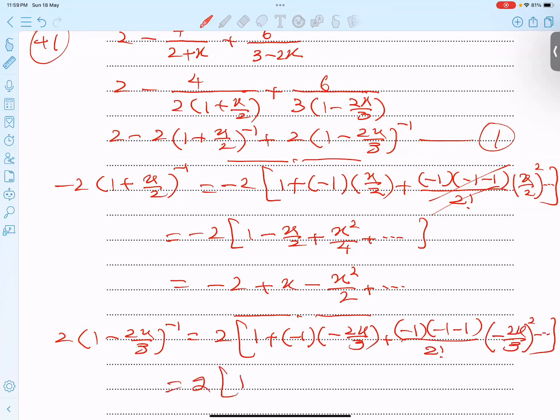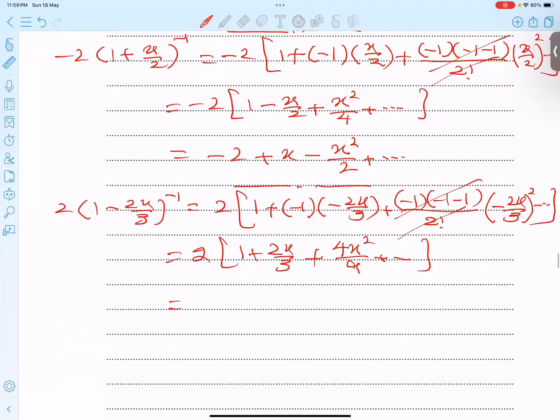2 times 2, 1, positive 2x by 3. And this cancels out. We get a positive 4x to power 2 by 9. Now I'm going to multiply 2 inside. I got 2, 2 into 4x by 3, and 2 4s are 8x squared by 9.